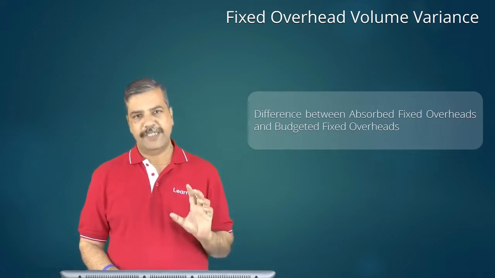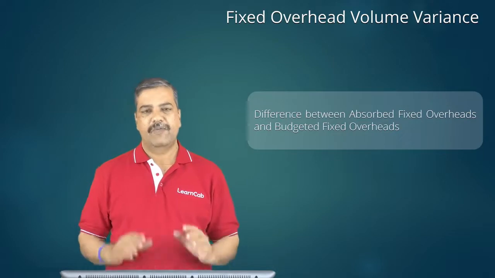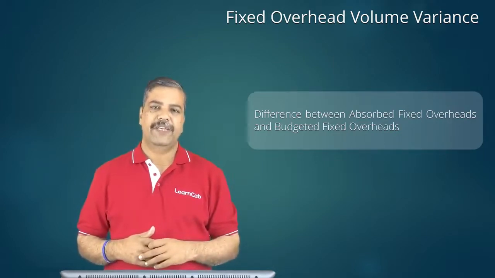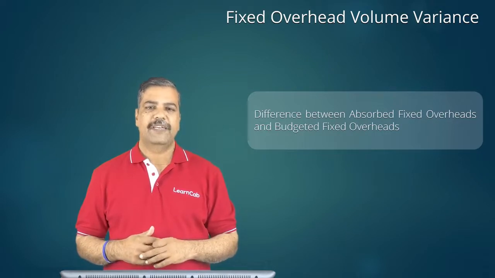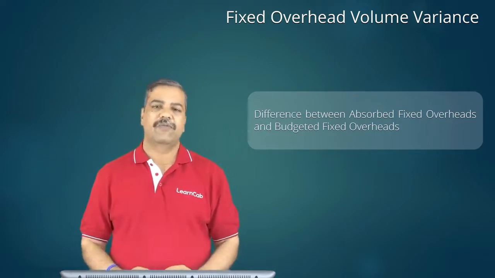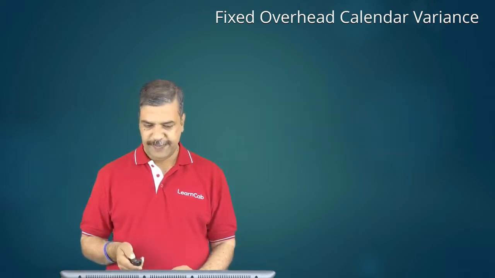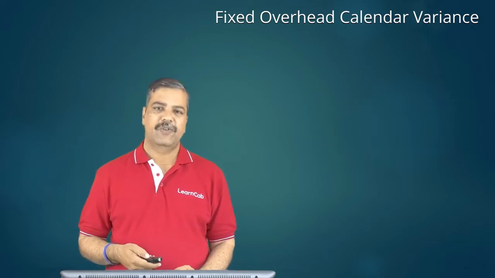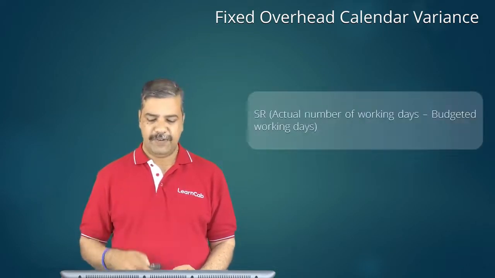So whatever budget you have prepared already, what is that amount, and what is the absorbed amount as of today for that particular period? That minus this gives you your volume variance. Next, calendar variance. I told you it's something to do with days. So let us see what the formula is.